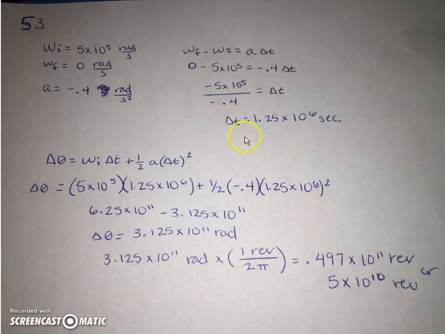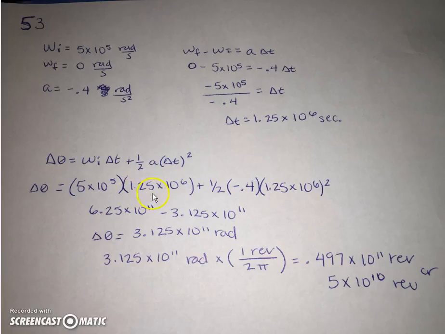So once we have this time, you can plug it into another kinematic equation to find part B. And part B is how many revolutions. We're trying to find the revolution, so we need to find the change in radians. And so we have our initial angular speed, which is 5 times 10 to the 5th radians per second, times our delta t, which is 1.25 times 10 to the 6th seconds, plus 1/2 acceleration, our negative 0.4 radians per second squared, times delta t squared, which is 1.25 times 10 to the 6th seconds squared.